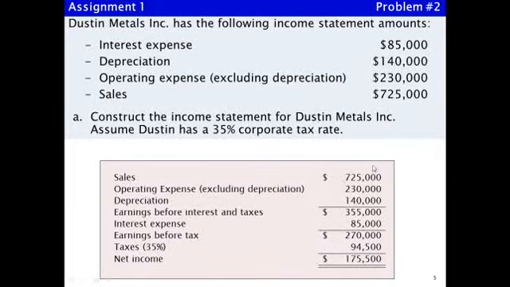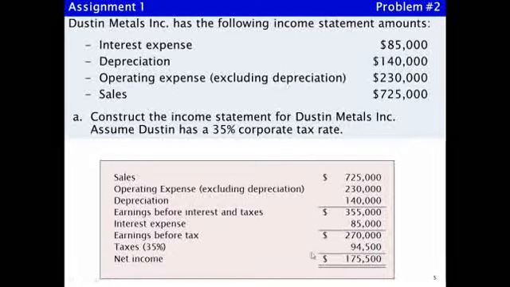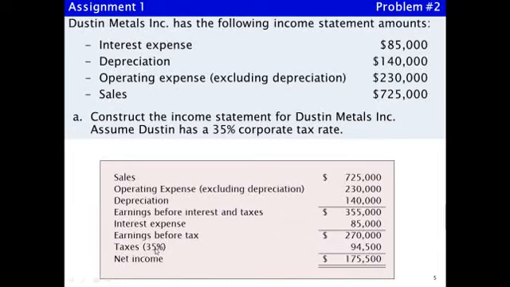All right, we start with the sales at $725,000, subtract the operating expense and the depreciation, and that gives us EBIT, earnings before interest and taxes, of $355,000. We subtract the interest expense of $85,000, and that gives us EBT, earnings before tax, of $270,000. We weren't given the tax amount, but since we know the tax rate of 35%, we multiply EBT by 0.35, and we find that taxes are $94,500. We subtract that from EBT, and we get net income of $175,500.